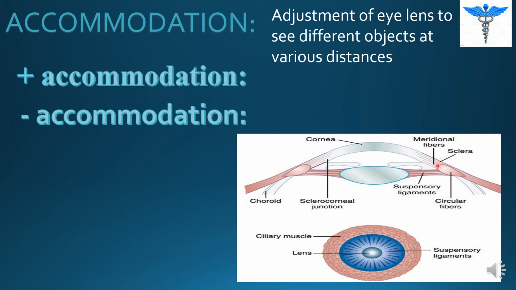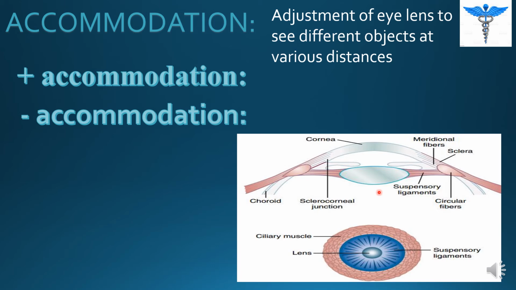One is the meridional fibers and the other is the circular fibers. These two are the fibers of the ciliary muscles. Now if they both contract, what will happen? They will relax the suspensory ligament. If it is relaxed, then the lens will be more spherical in shape and it will converge more, or you can say bend more, or it will have more refractive power, right?